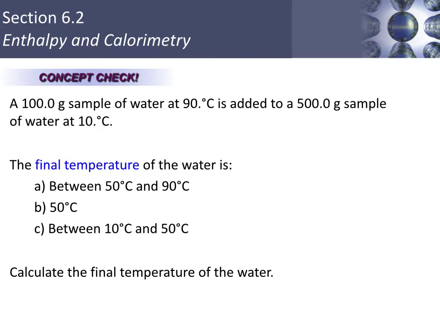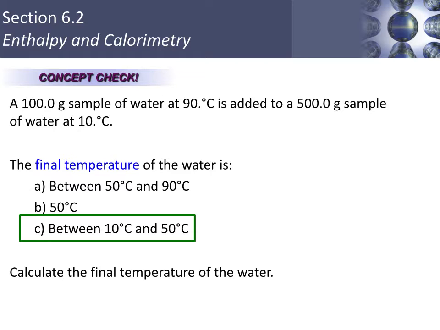Now we have a 100 gram sample of water at 90 degrees Celsius added to a 500 gram sample at 10 degrees Celsius. In this situation, what would the final temperature of the water be? Why don't you pause it here and see if you can look back at the way that the other one was performed and see if you can get to the correct answer here. If you said that the final temperature would be between 10 and 50 degrees Celsius, you would be correct.